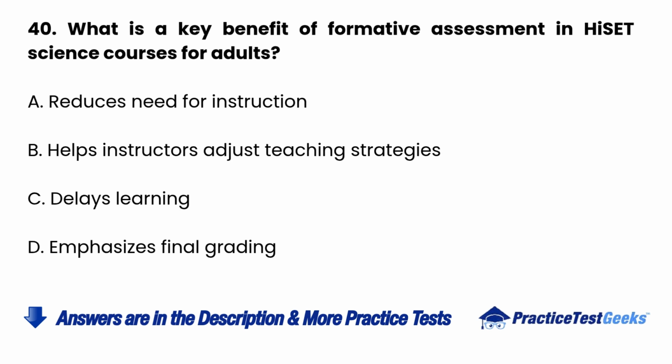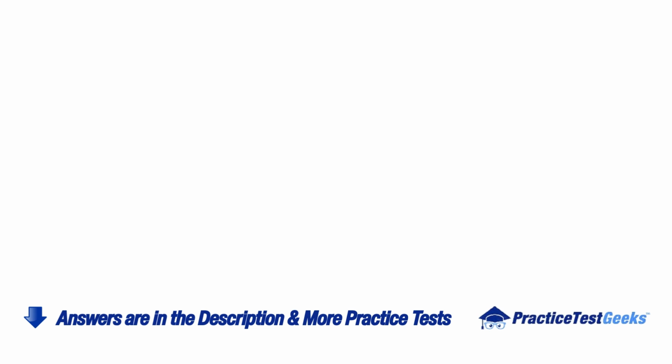40. What is a key benefit of formative assessment in HiSET science courses for adults? A. Reduces need for instruction. B. Helps instructors adjust teaching strategies. C. Delays learning. D. Emphasizes final grading.